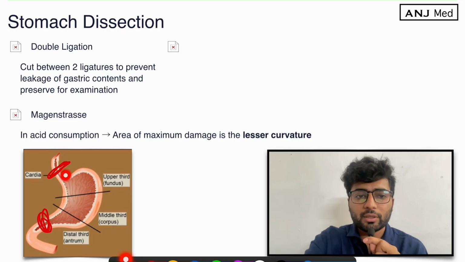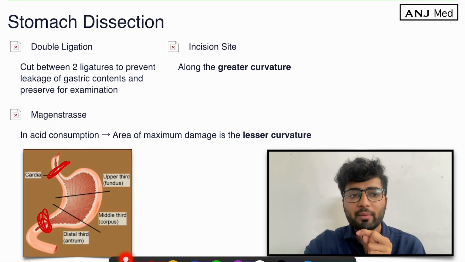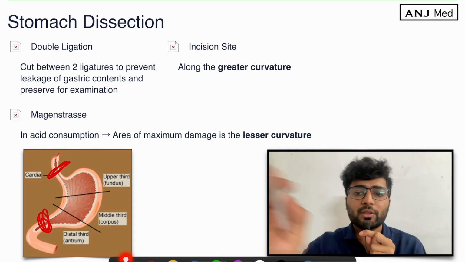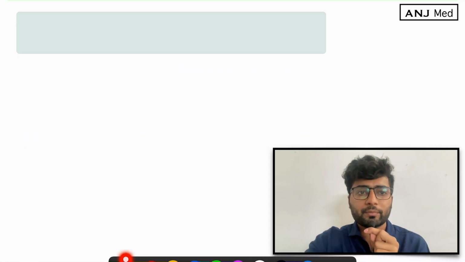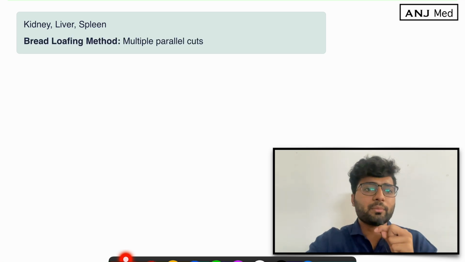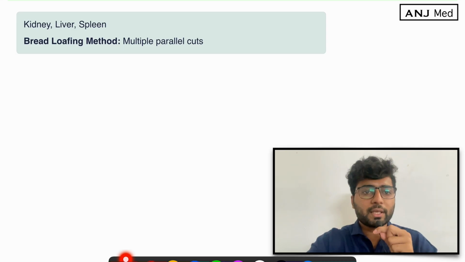So we apply it over the greater curvature. So the incision site is the greater curvature. Why? Because in acid consumption, the maximum area of damage is the lesser curvature. You don't want to destroy that evidence, right? So first is double ligation and then there is an incision. Now kidney, liver and spleen: the method is bread loafing, or multiple parallel cuts, in kidney, liver and spleen.